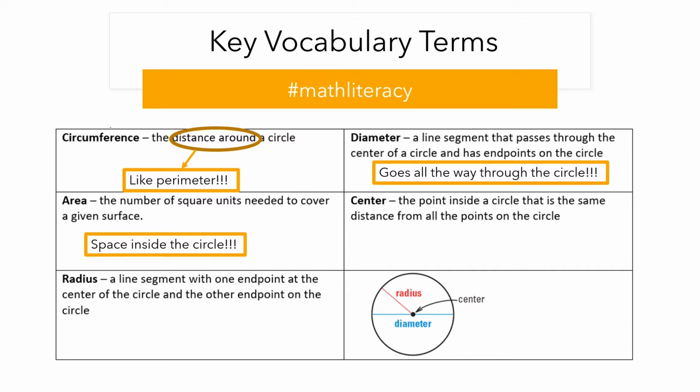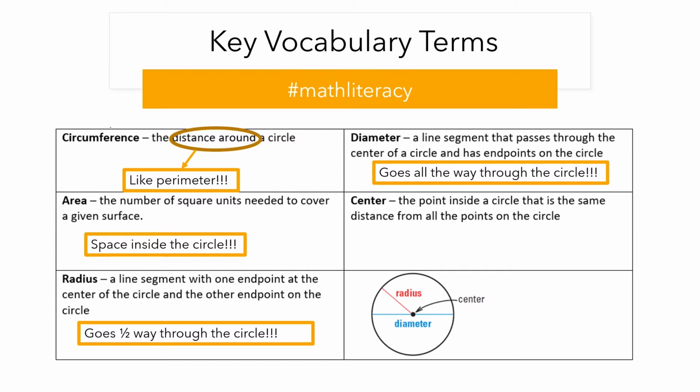The center is pretty self-explanatory. It's the point inside the circle, and it's the same distance from all points on the circle. The radius. The radius is a line segment with one endpoint at the center of the circle and the other endpoint on the circle. So it goes halfway through the circle.